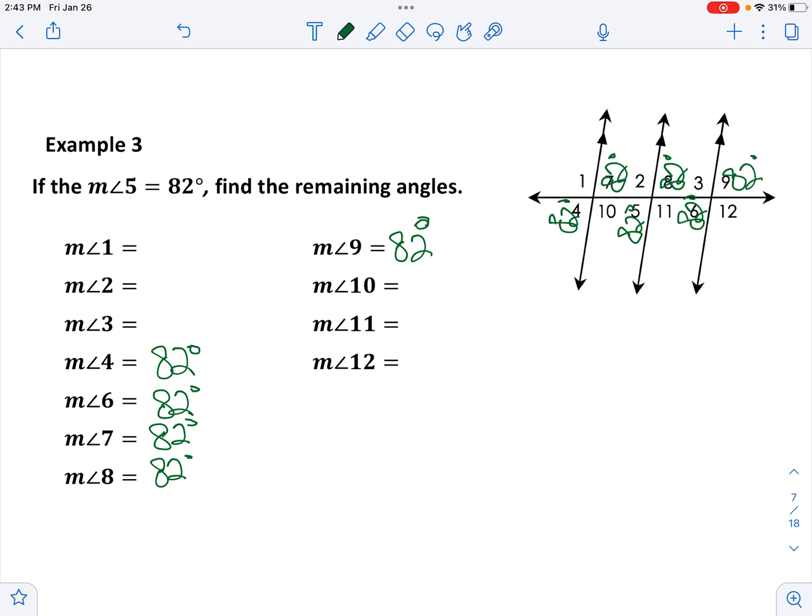All right, so the ones that we're missing are 1, 2, 3. So let's see if we can figure this out. So we know that this and this angle form a linear pair. So we can figure out that angle 1 is 180 minus 82, which would be 98. So angle 1 is 98 degrees.